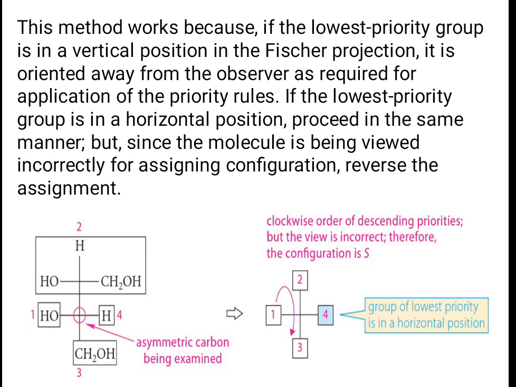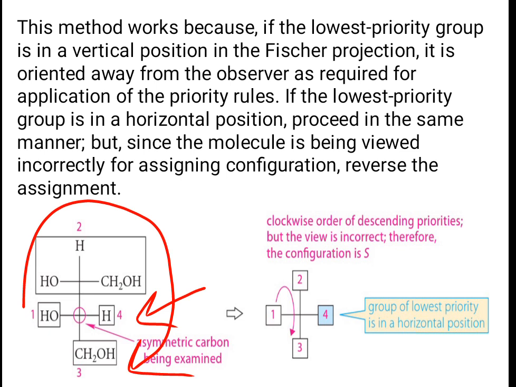That means if your lowest priority group is in a horizontal position and not in a vertical position, then just go in the cyclic manner 1, 2, 3, 1, 2, 3. This is giving a clockwise rotation, but as this lowest priority group is in a horizontal position, you have to reverse it. So if you got clockwise, you have to consider counterclockwise rotation, and this will lead to S.